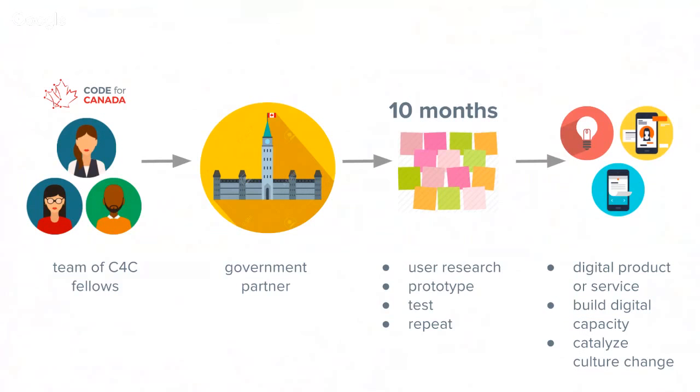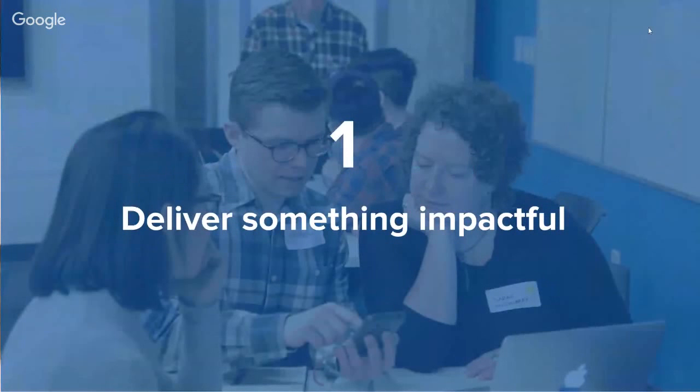Great, thanks, Leah. So yeah, essentially, from the 10 months of our government partners working with a team of fellows, we see a combination of outputs and outcomes that come from the program, and we categorize it into three main things. One of them is an actual digital product or service that gets delivered to our government partners that helps your teams to better deliver on your mandates. And there are also deeper offerings that the fellowship provides to government teams, in that it helps to build digital capacity and eventually catalyze culture change.